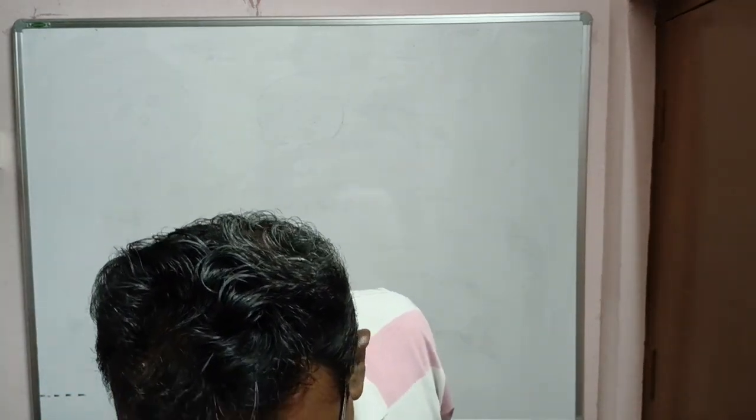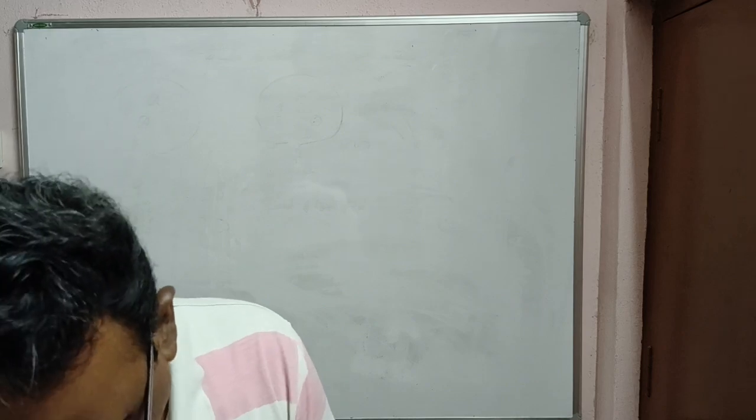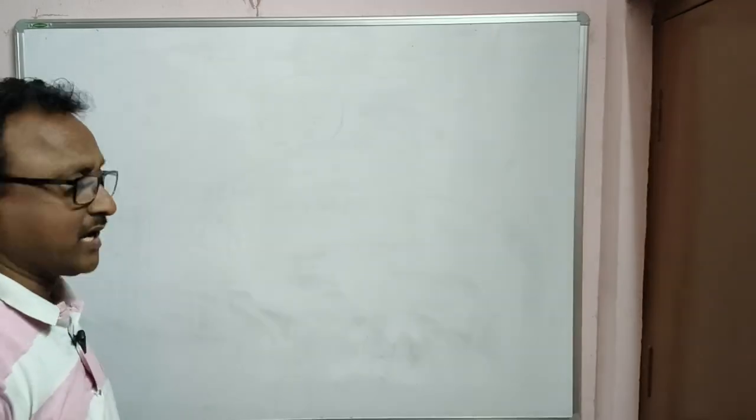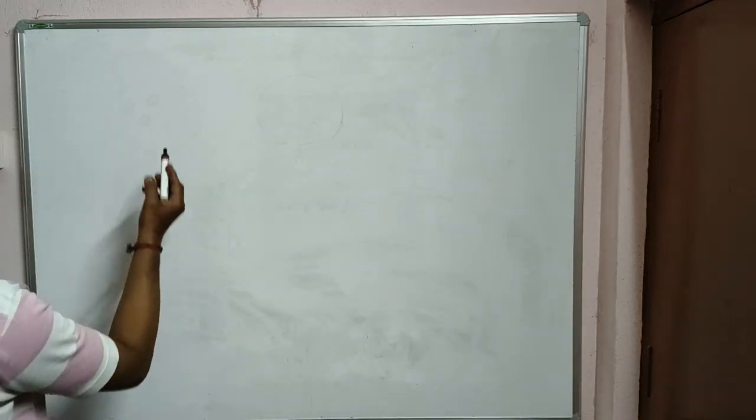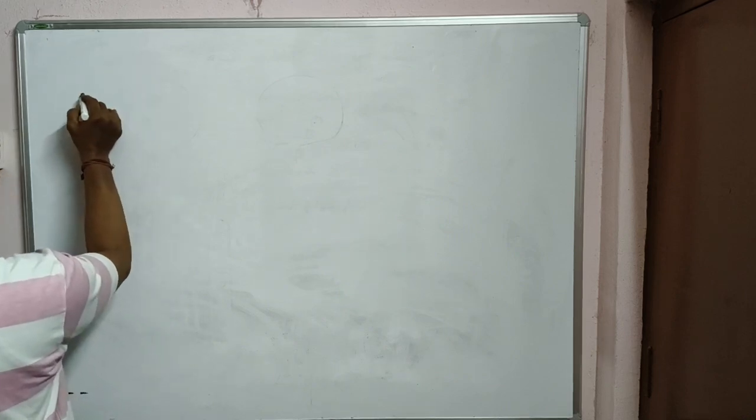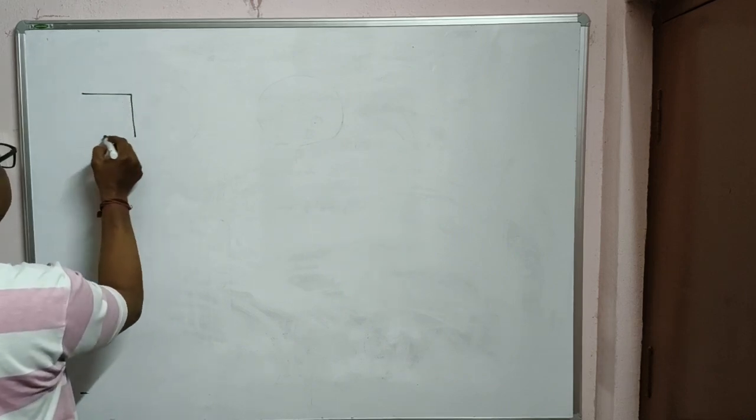Next one, another two rules we have which are very important. These rules you can apply in a current carrying coil. For example, you have magnets like this.